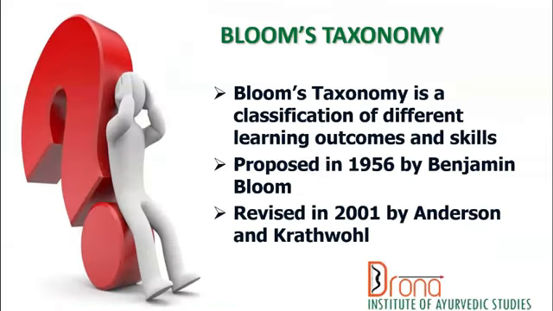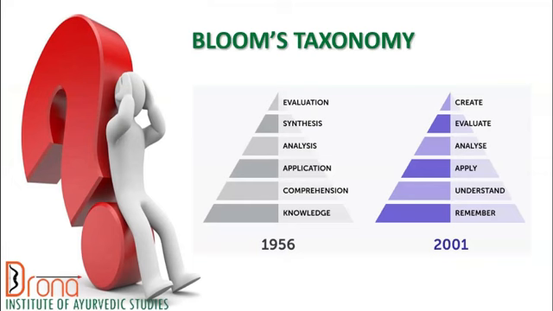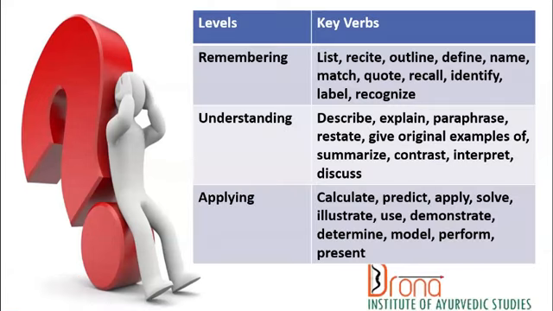So the explanation: Bloom's taxonomy is a classification of different learning outcomes and skills of students, proposed in 1956 by Benjamin Bloom and revised in 2001 by Anderson and Krathwohl. The former version has 6 levels. The base level is knowledge, and the upper levels are comprehension, application, analysis, synthesis, and evaluation, presented in the form of nouns. In 2001 it was revised, and the base level is remember, and the upper levels are understand, apply, analyze, evaluate, and create, presented in the form of key verbs.